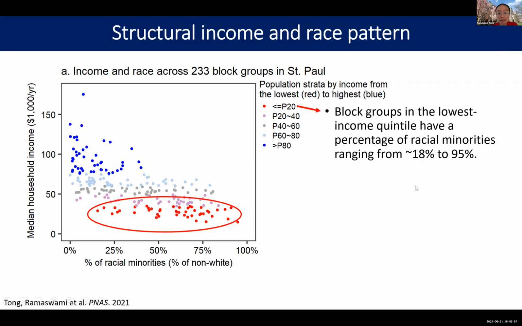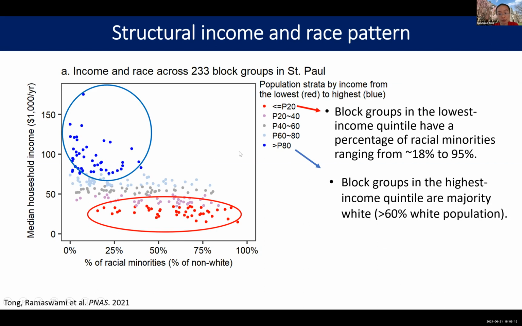The finding is that the block groups in the lowest income quintile have a percentage of racial minority ranging from about 18 to 95%. So it's quite racially diverse in these income strata. And when you go to the higher income strata, block groups in the highest income quintile are majority white. Some people may not be surprised, but it is surprising for me to see this.